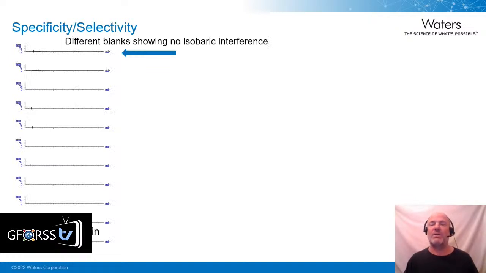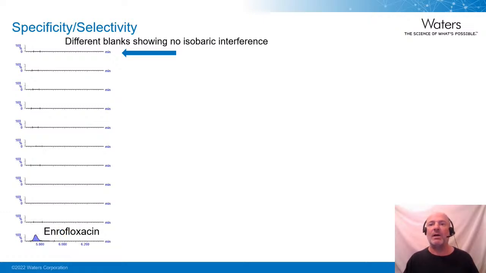So these are some results from the first experiment. So here we've got a series of chromatograms running a method for enrofloxacin, and we want to assess whether we're getting any peaks at the retention time on the transition for enrofloxacin. And we can see from the chromatograms that we have complete absence. So we can be quite certain that we have no interference. So therefore the method is specific.